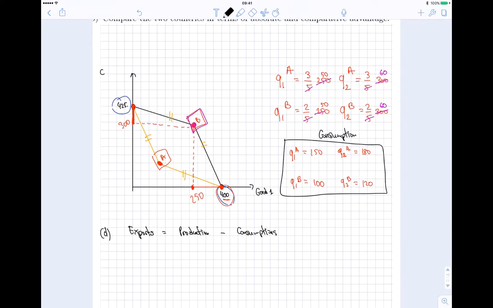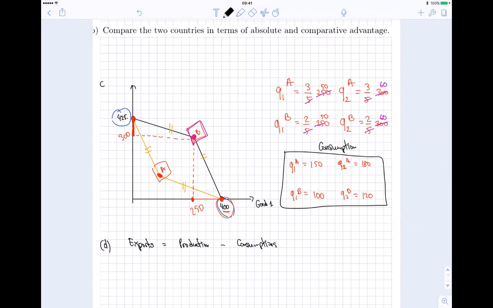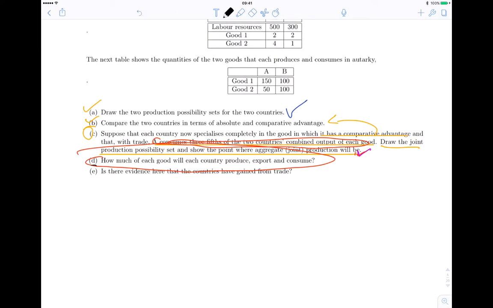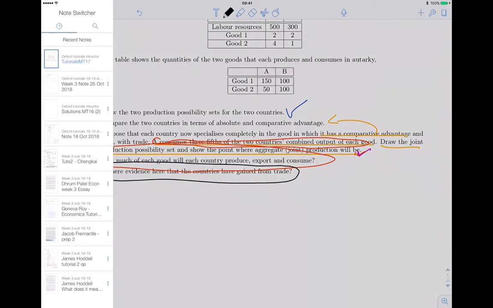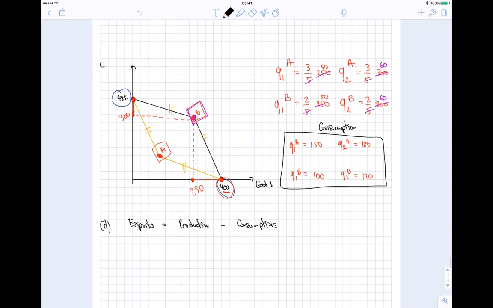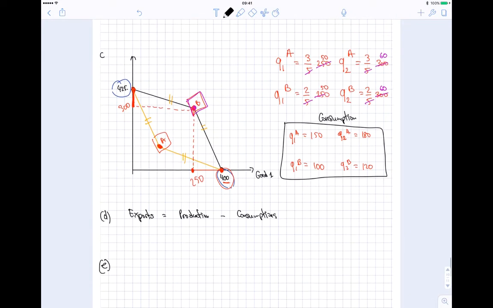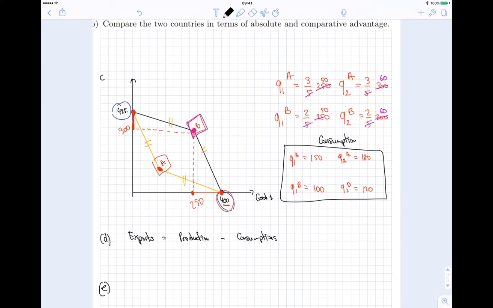Okay, now here's the final question on this one. Is there evidence that these countries have gained from trade? How would you answer that? And let's try to be as precise as we can. You'd look at their consumption as well as their exports from before they traded, before they specialised, and then you would compare it to afterwards.